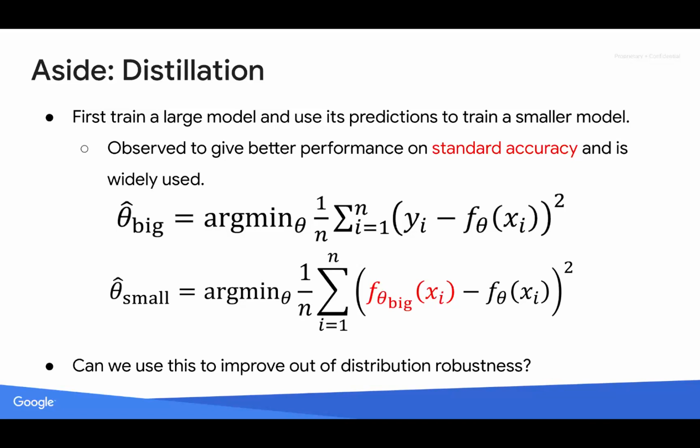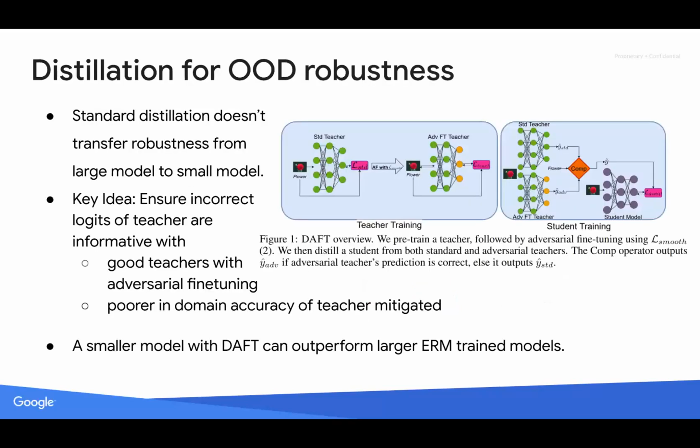Okay. So the main idea behind distillation is that we first train a large model, theta hat big, which is trained on ground truth data x_i and y_i, and then we use its predictions f theta big of x_i as a target for the small model. This small model performs better compared to training the small model directly on x_i, y_i, which is the original ground truth data. And the point that we want to make here is that we want to understand whether we can directly use distillation to also improve out of distribution robustness, just like how it has been shown to improve standard accuracy. And it turns out that by itself it doesn't work.